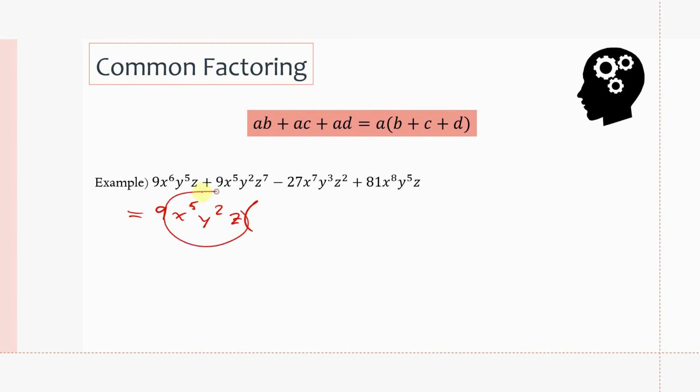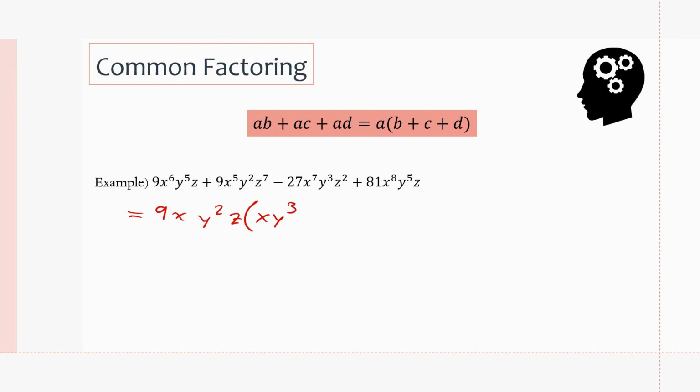So if we divide this term by this, so we can say 9x to the 6, y to the 5, z, divided by 9x to the 5, y squared, z. So the 9's cancel out. This x to the 5 goes away, and this gets turned to 1. This y squared goes away, and 5 minus 2 is going to be 3. And the z's are going to cancel out. So what are we left with? We're left with a 1 as a coefficient, an x, and a y cubed. So let's do that for every single term. This term divided by this, it's going to leave us with a 1 as a coefficient.